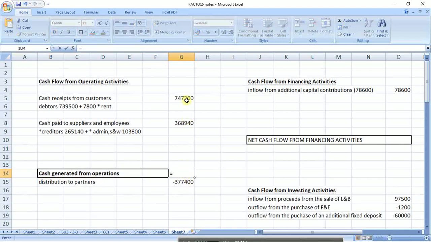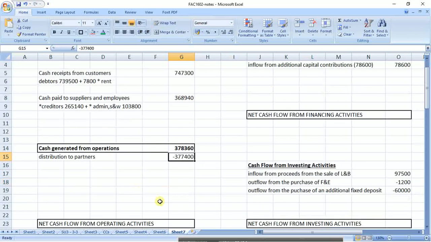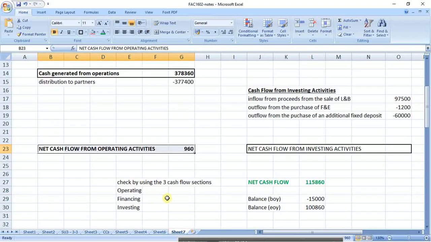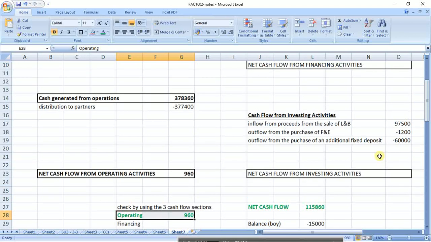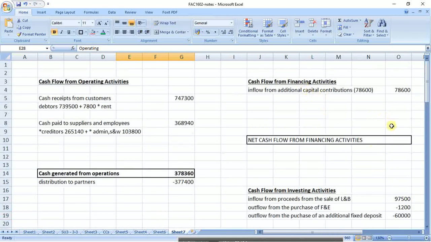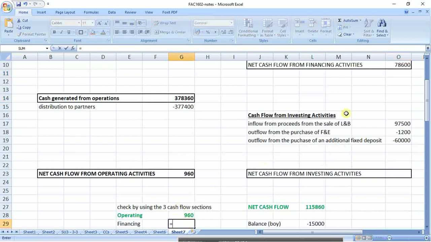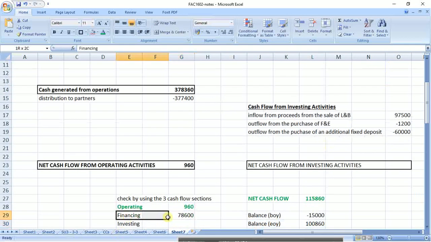Cash generated from operations, remember that's a subtotal. That subtotal comes from the receipts minus the payments. Then I've got a distribution to partners and then net cash from operating activities. So this minus that gives me 964, that area. So operating is 960, positive. Make sense? Then we just wrap up this bit over here. The cash flow from financing is positive. That's it. So financing is there. That's positive.